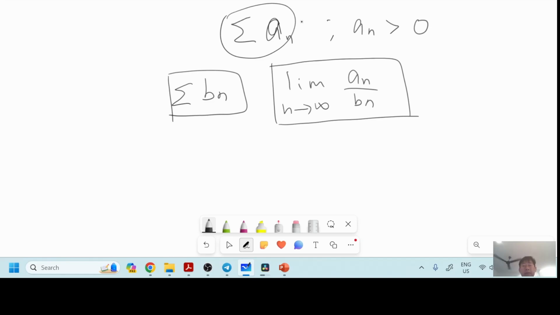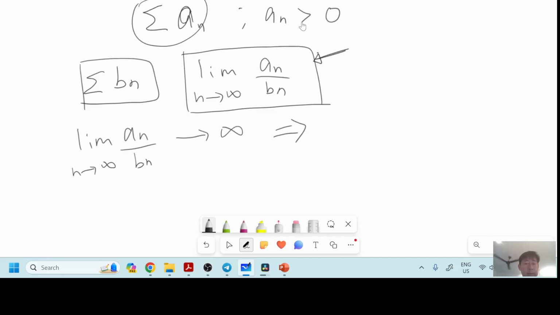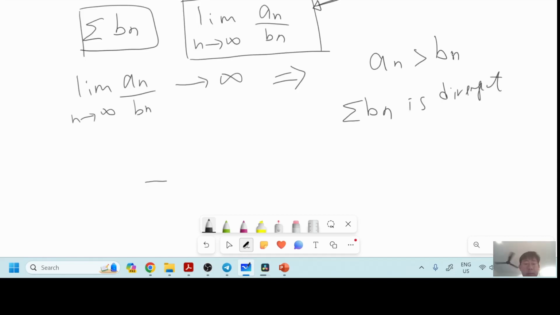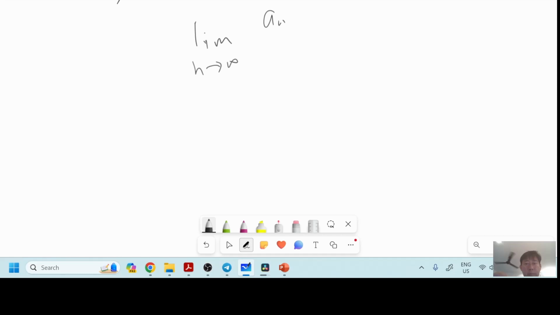There are three possible scenarios. Let us look at the first extreme situation where the ratio is infinity. The limit of an over bn tends towards infinity when n tends to very large. It somehow gives you a picture that an is always much larger than the corresponding term in the series of bn. If you further know that the series of bn is diverging, then this will infer the series of an is diverging.